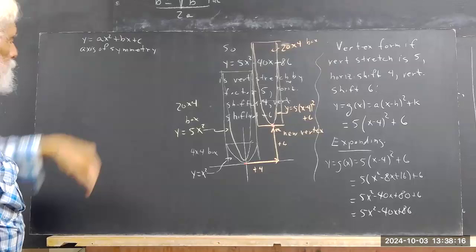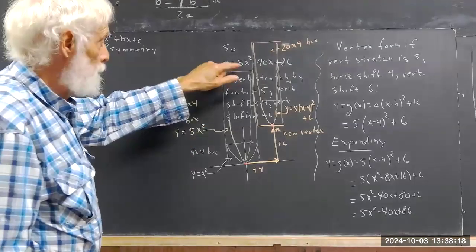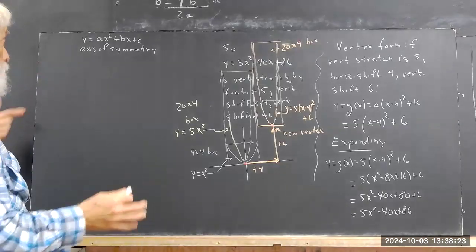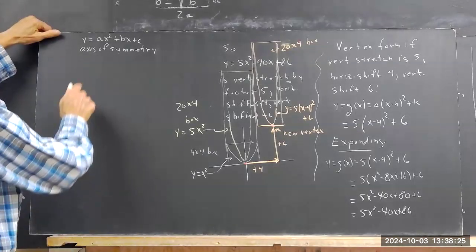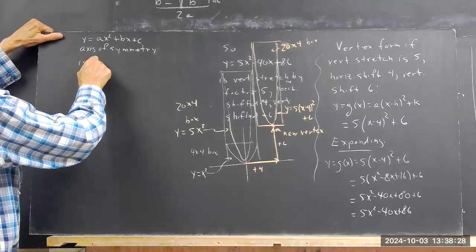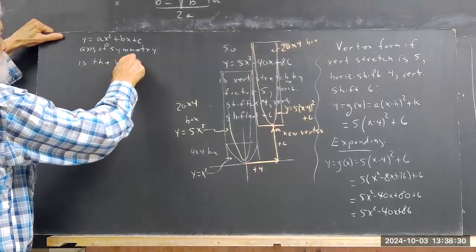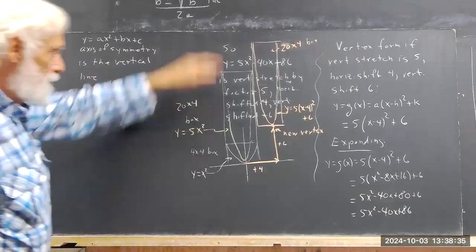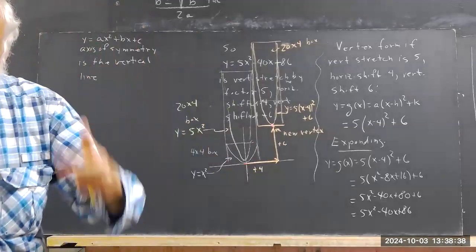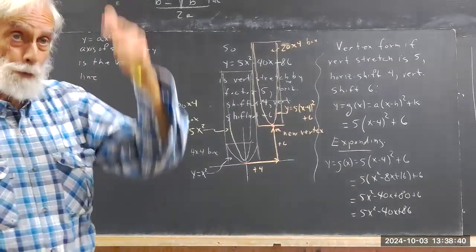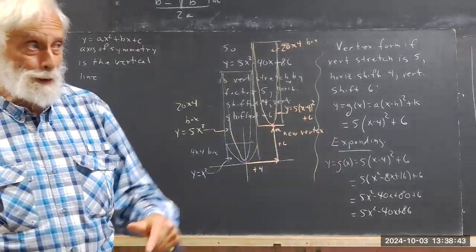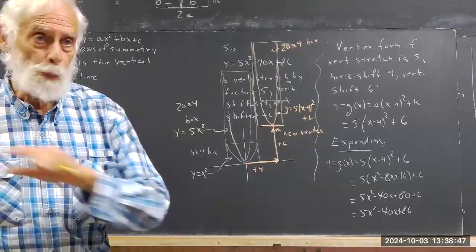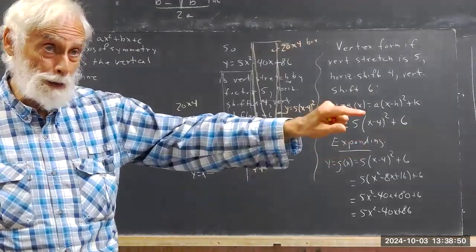Okay, you've got y equals ax squared plus bx plus c. What you have here is a equals 5, b equals negative 40, c equals 86. But for any quadratic function, your axis of symmetry is a vertical line. Remember, I've had you label your construction lines. The vertical lines are labeled with x coordinates because x is the same everywhere on a vertical line. The horizontal lines are labeled with y coordinates because y is the same on every horizontal line.